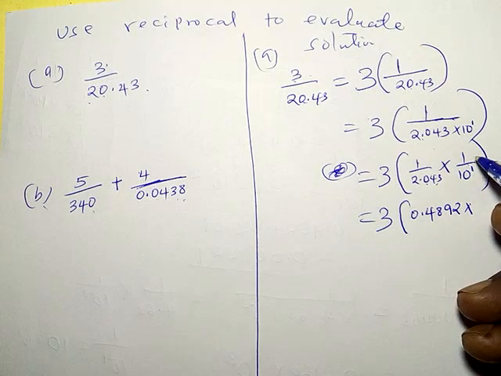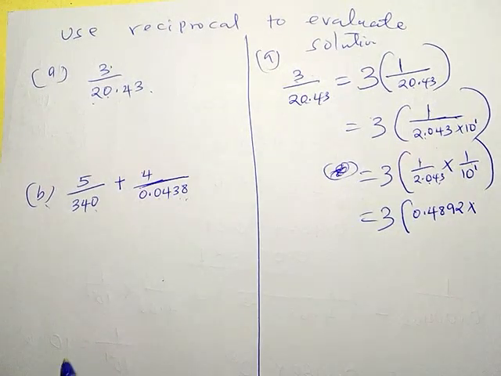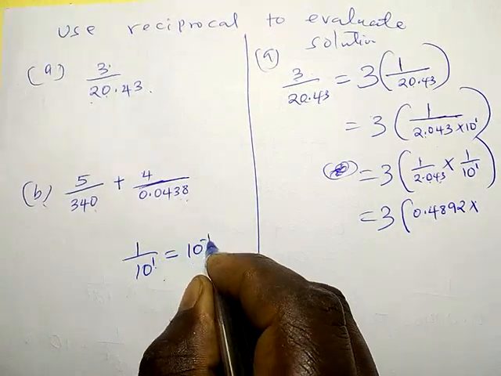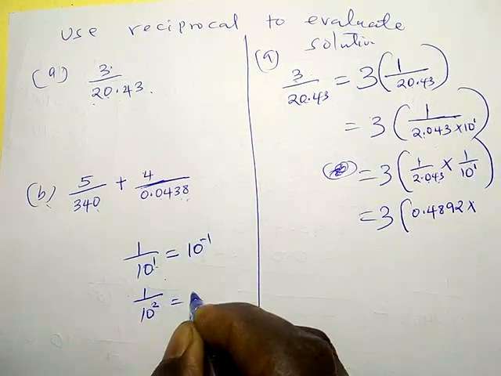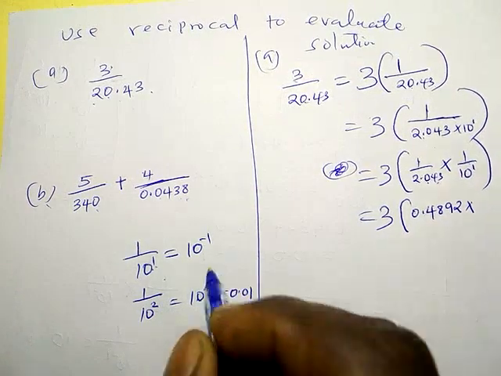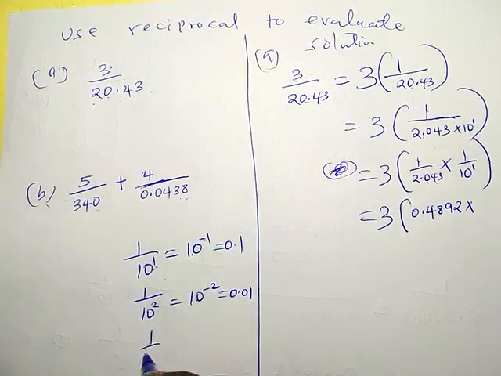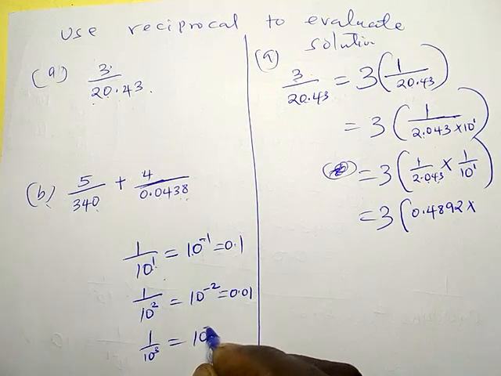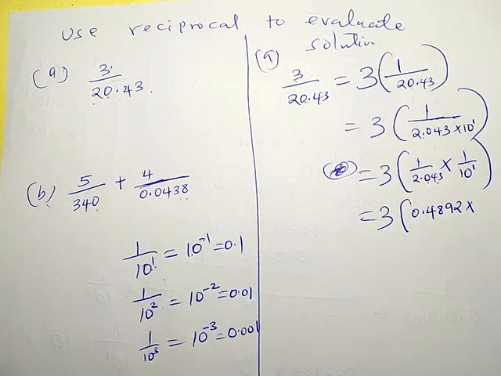I told you there are things I want to repeat again. Let me repeat them here. I told you that 1 over 10 raised to power 1, the reciprocal of this, is 10 raised to power negative 1. The reciprocal of 10 raised to power 2 here, the answer is 10 raised to power negative 2. 10 raised to power negative 2 is the same as 0.01. 10 raised to power negative 1 is the same as 0.1. 1 over 10 raised to power 3, the reciprocal is 10 raised to power negative 3, and this one is the same as 0.001.